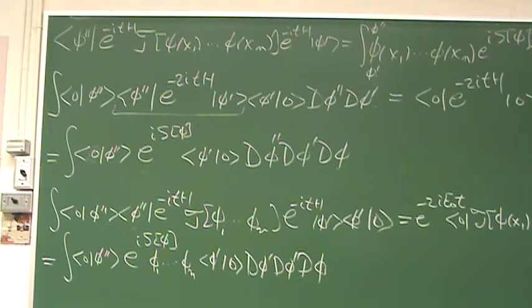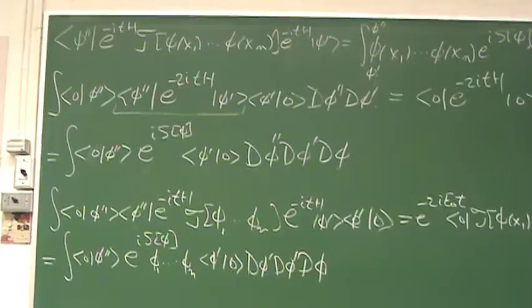All right, so what we get then is the time-ordered product of the field operators is a ratio of path integrals, and it's the integral 0 phi double prime phi of x1 ... phi of xn phi prime 0, times e to the i S of phi. And I'm just going to write that as d phi. I'm going to absorb the integrations over the phi prime and phi double prime. And then it's the ratio of that to the integral e to the i S of phi d phi. And now the phase factors cancel.